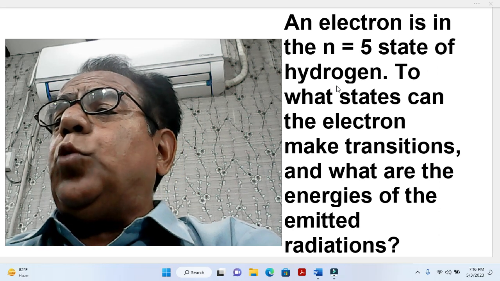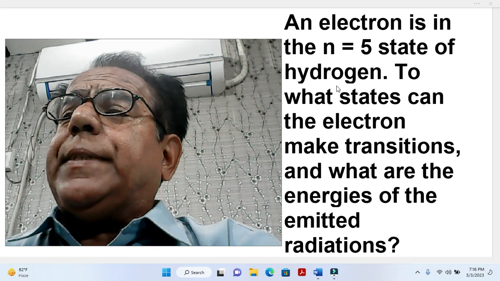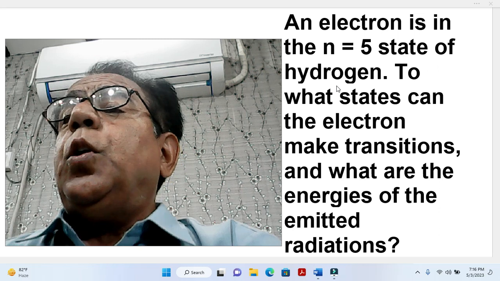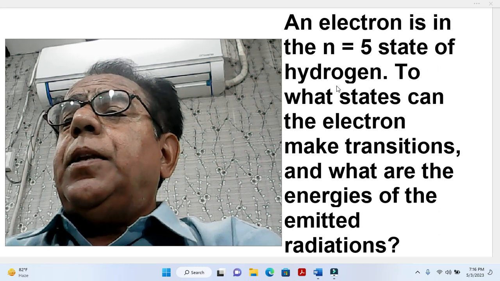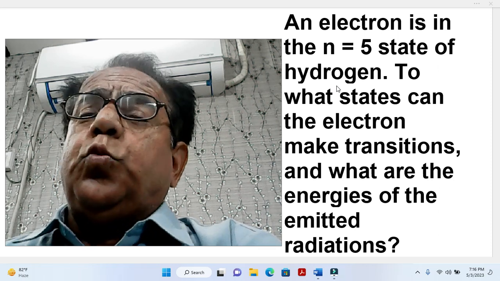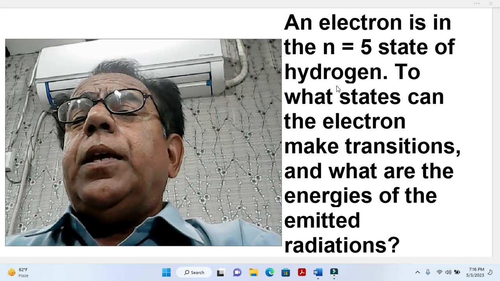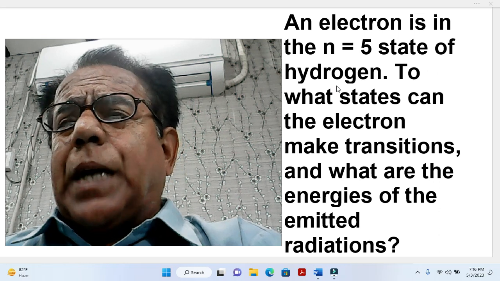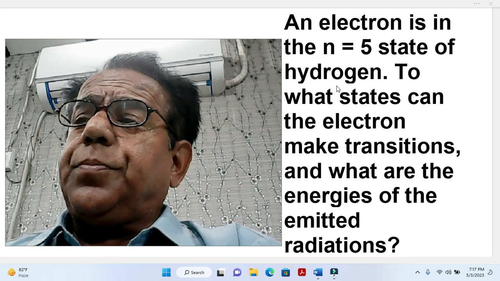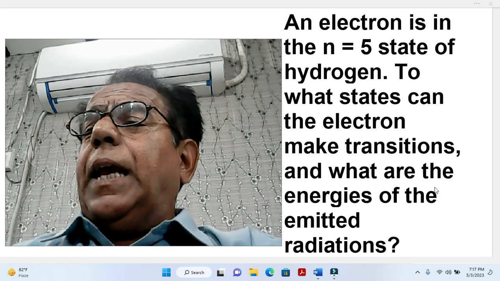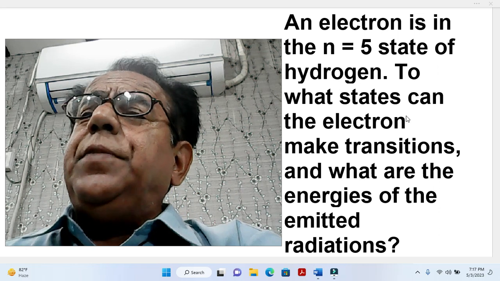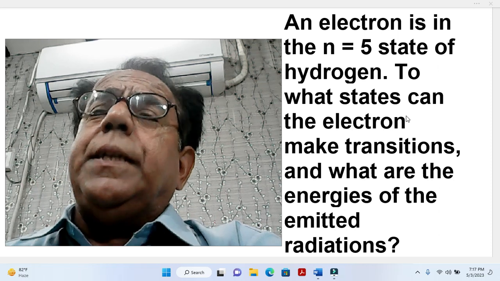The state is n equal to 5. When the n equal to 5 state is under consideration, then obviously the lower states, that is n equal to 4, n equal to 3, n equal to 2, n equal to 1, automatically come under consideration. Anyhow, when we deal with its solution, things will become clear.